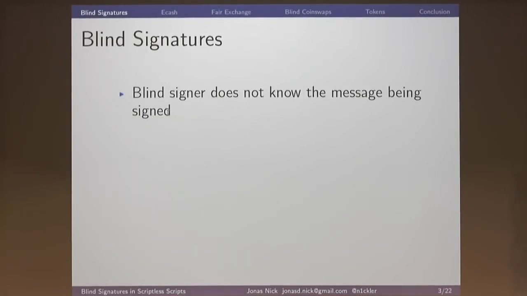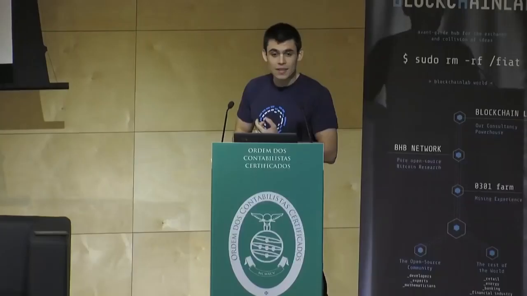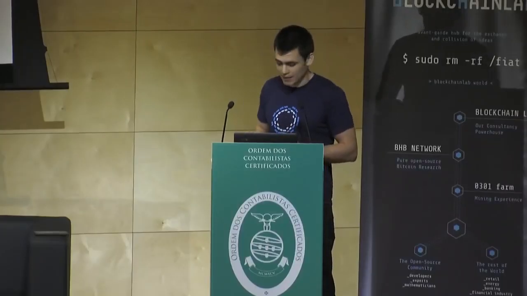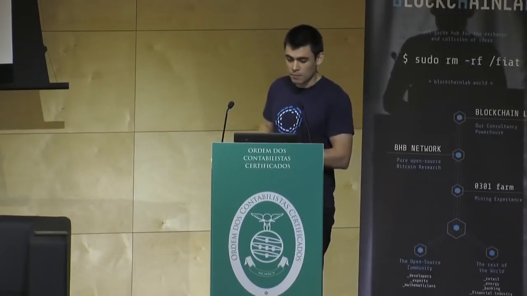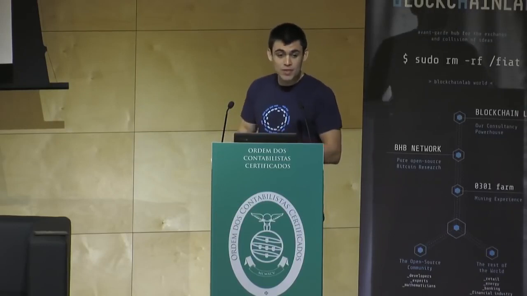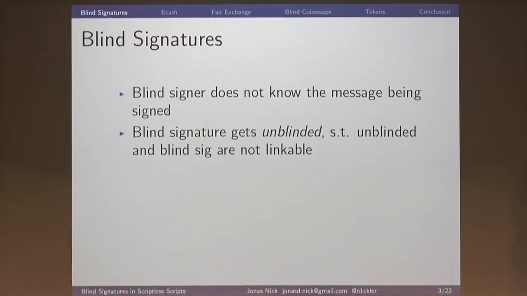So let's go to blind signatures. The point with blind signatures is that the signer does not know the message it is signing, because this message is blinded. Also, after signing this message and producing a blind signature, this blind signature is unblinded such that it is unlinkable from the actual signature. So both blind signature and signature are not related.